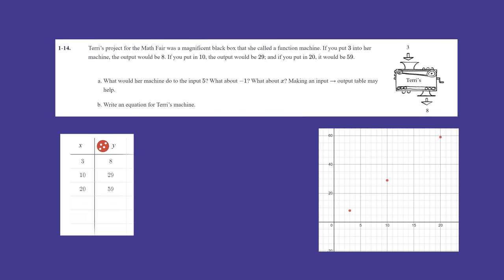So when I started this one, I took a look at the different inputs and outputs that they've given me on this particular problem. And then what I did is I built a table of values so that they gave me input, output. So 3 is input, 8's output, 10 input, 29 output, 20 is input, and 59. Well, I thought, okay, let's play with the 3 and the 8 really quick.